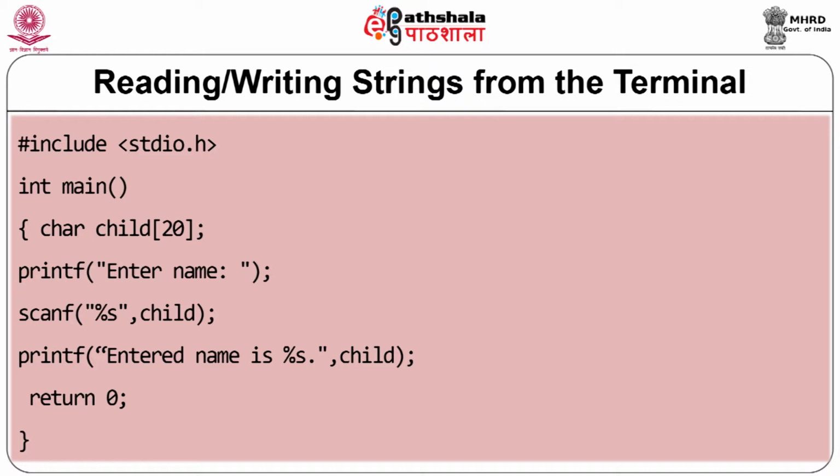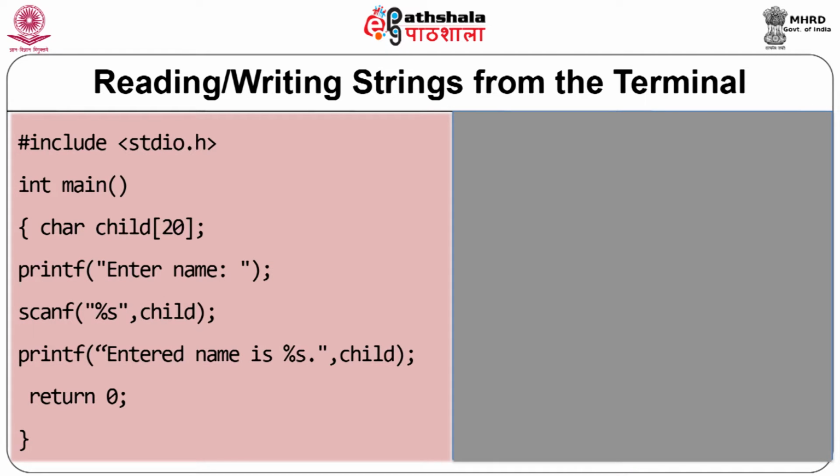And in the third statement, printf("Entered name is %s", child), return 0 because we are using integer main. If we execute this program, enter some name and that entered name should be displayed on the screen.